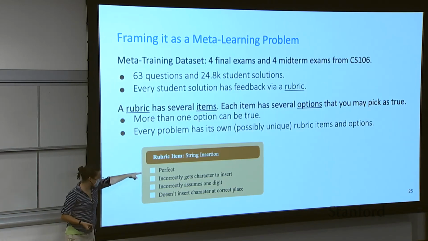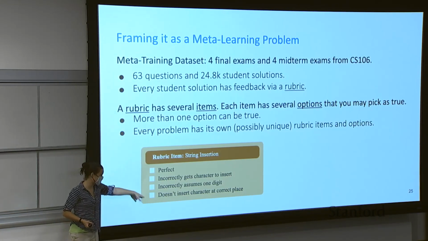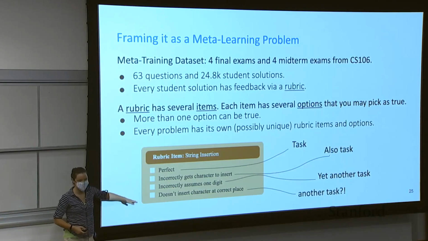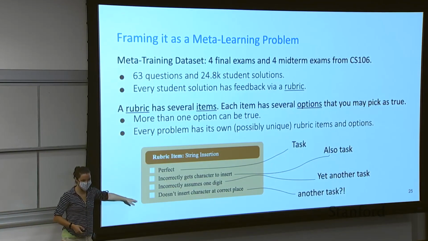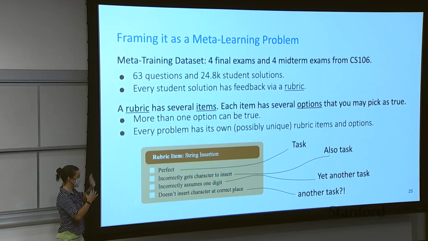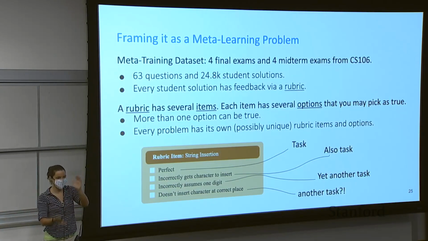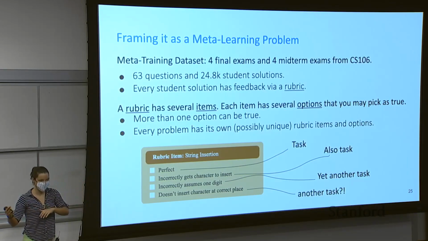And so this is a binary classification task, this is a binary classification task, and so forth. We'll essentially get tasks for each one of these rubric options, and we'll have 4 tasks for this, and then for another rubric item, we'll have some number of additional tasks, and so on and so forth.